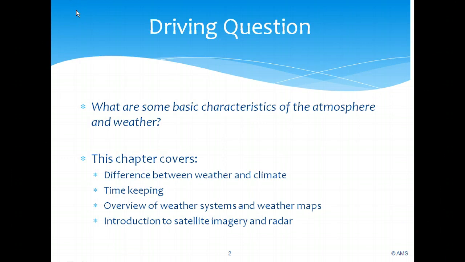This chapter basically deals with some of the basic characteristics of the atmosphere and weather, and specifically covers differences between weather and climate, timekeeping, the overview of weather systems and weather maps, and an introduction to satellite imagery and radar.